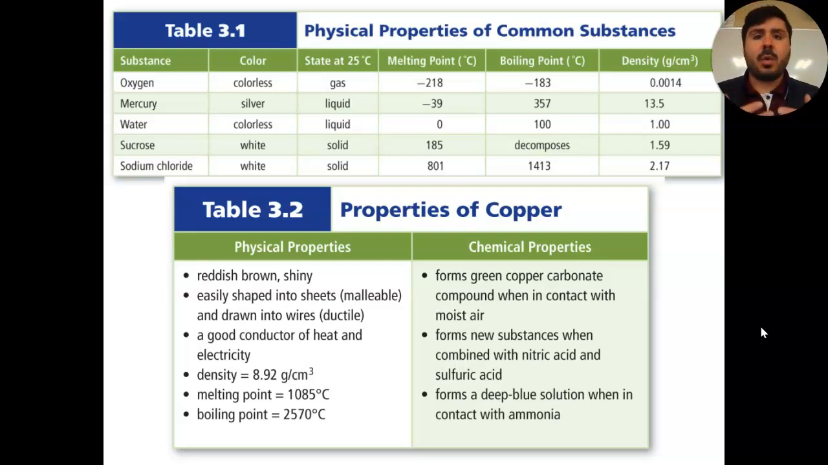So again, notice how it's very, very specific. It's not as cut and dry as the physical properties on the left, right? It's not just very identifiable facts. It's more like a description or a story about what happens when you combine copper with some of these other items. Okay, so that's kind of the big difference between physical properties and chemical properties.